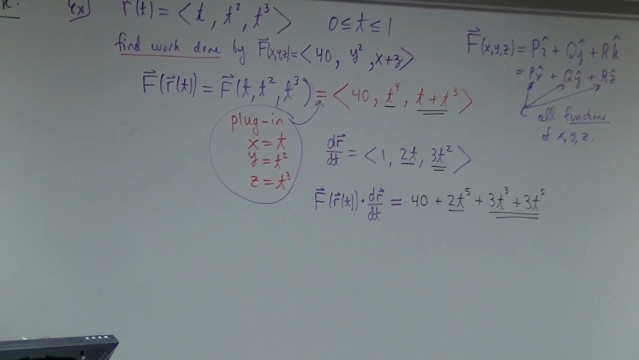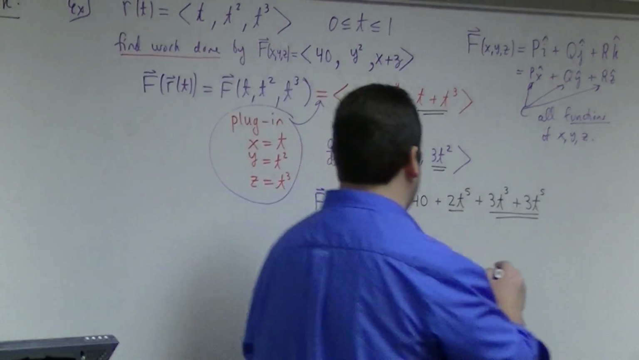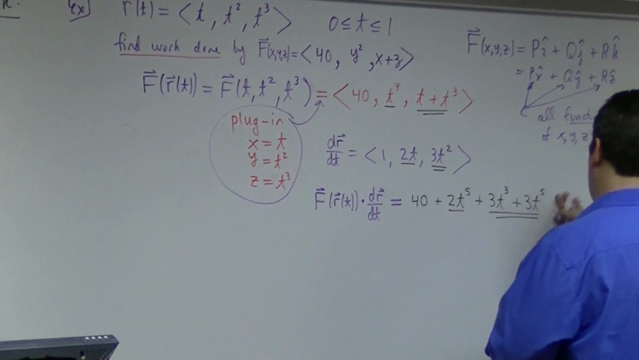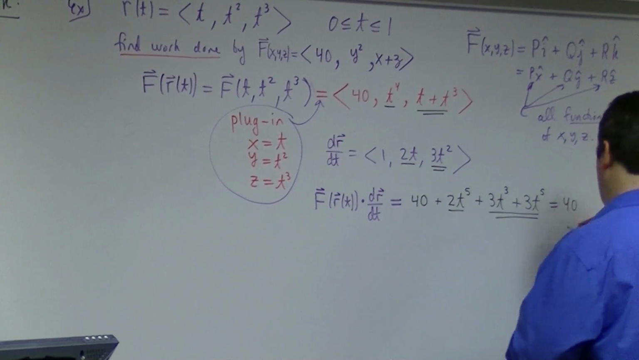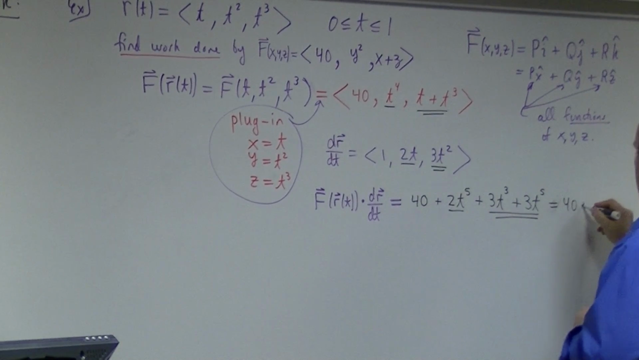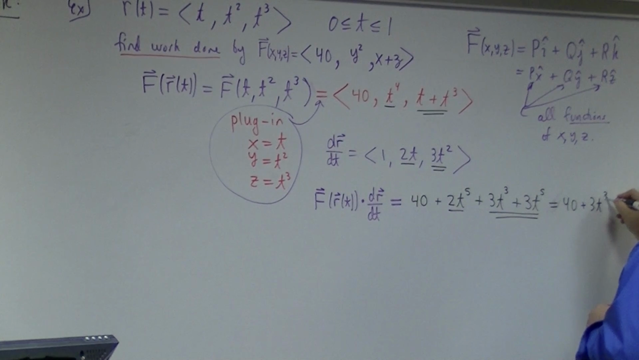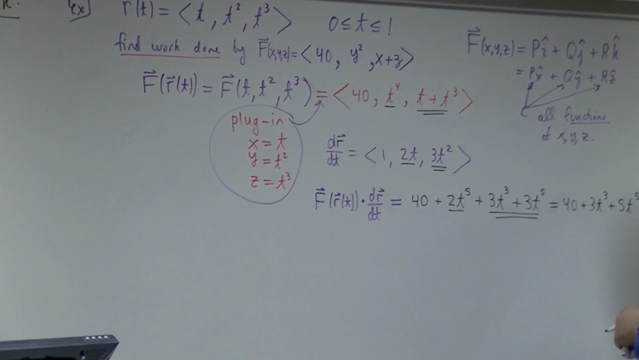Can we simplify that? Terms collect? Yes. So this is equal to 40, and I'll put the t cubed first, plus 3t cubed, plus 5t to the fifth. Hey, that's cool. That was an accident.